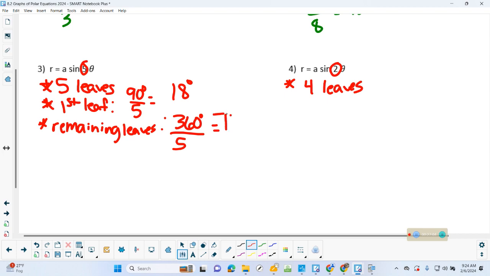17? 72. So I'm going to draw the first leaf at 18 degrees, then I'm going to keep adding 72 and go around and get them all. Okay, 4 leaves, of course, it's the same thing.